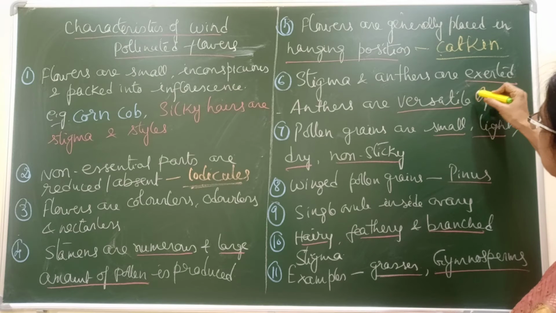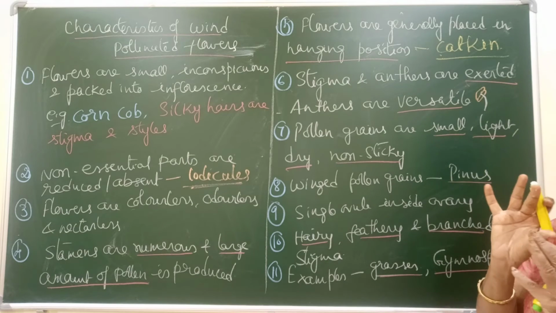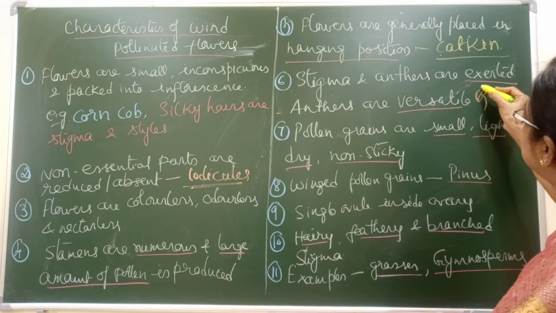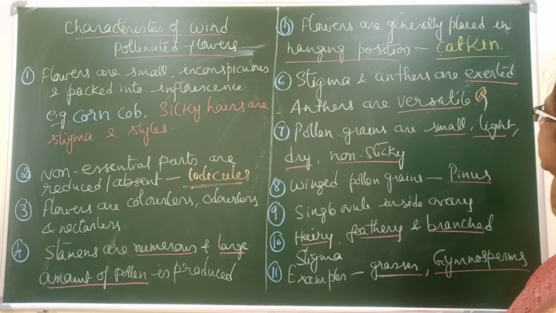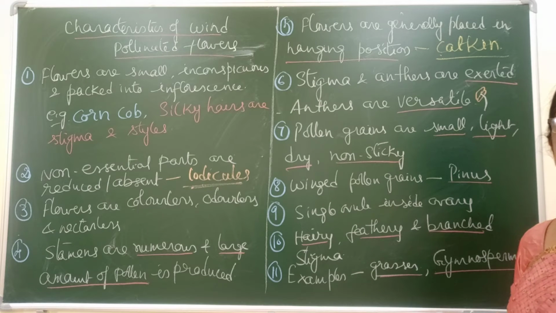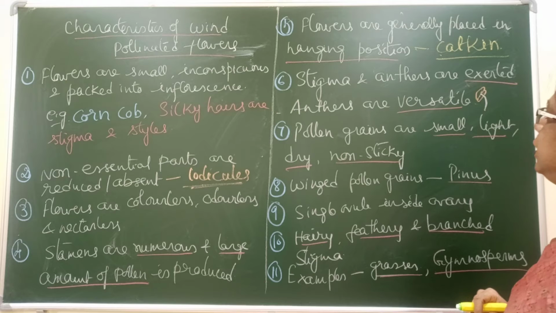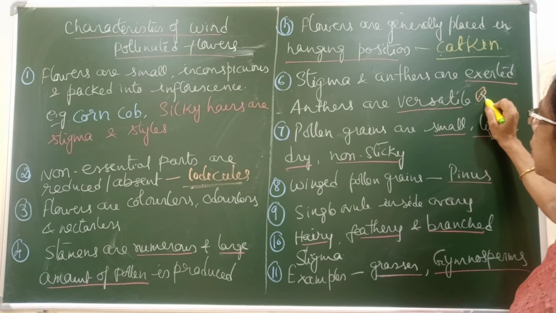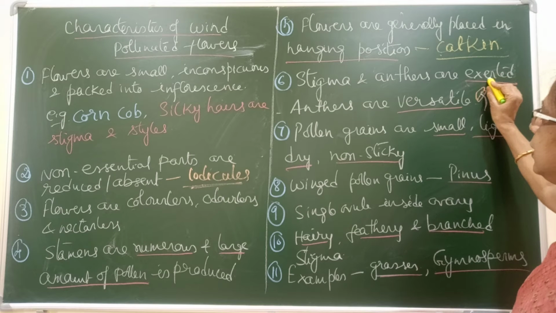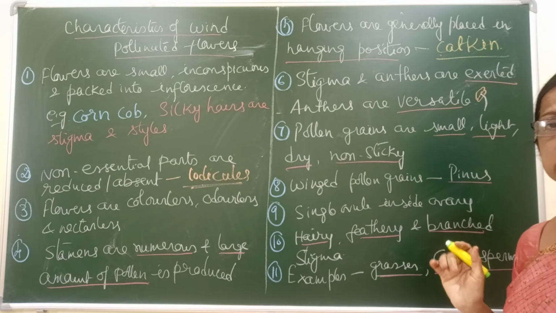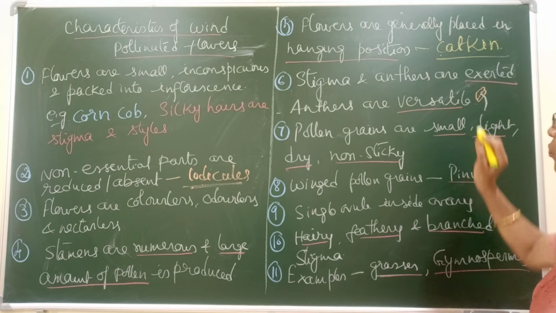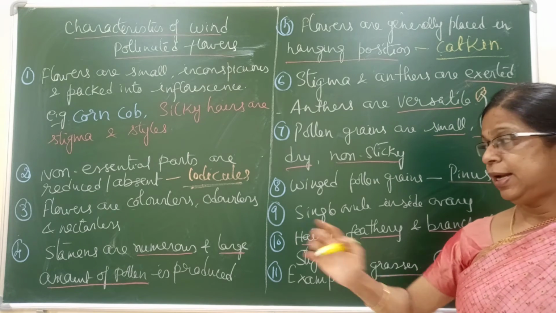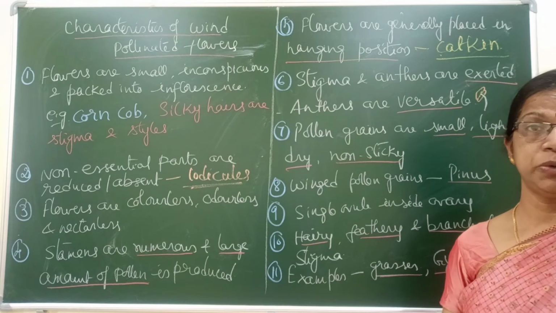So this anther shows very fast movement. With just one touch or just wind, it shows a fast movement so that the pollen grains can be easily scattered and dispersed by the wind. So this versatile fixation of the anther is very important, and the exserted condition of stamens is also very important. This will all promote pollination by wind. A large amount of pollen is also produced.